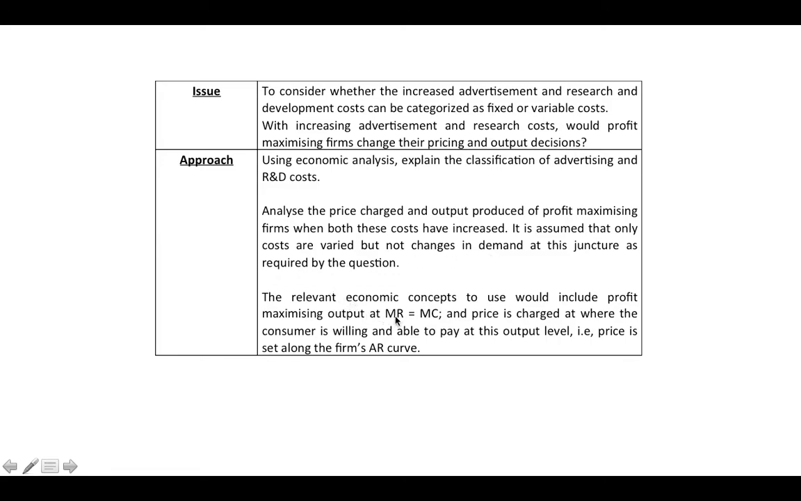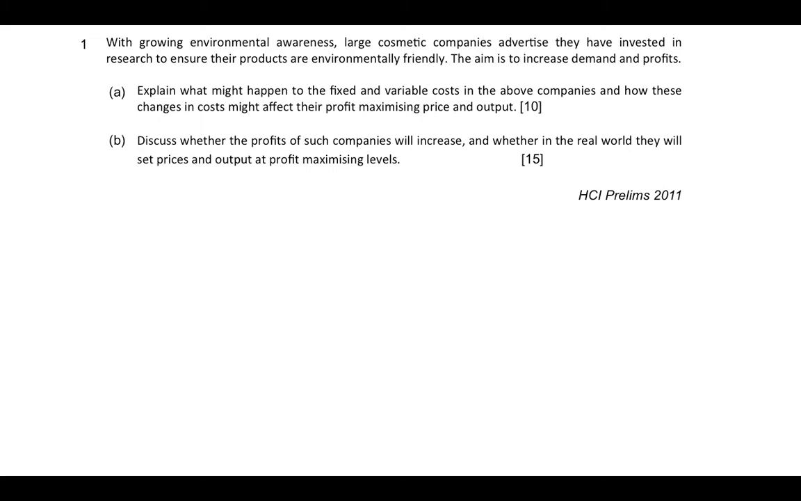So the relevant economic concept is your profit maximizing condition, MR = MC, where you charge your price, and then the increase in your average cost shifts your average cost curve up. So draw this on a diagram, explain in words, and that's it for part A. Now moving on to part B.